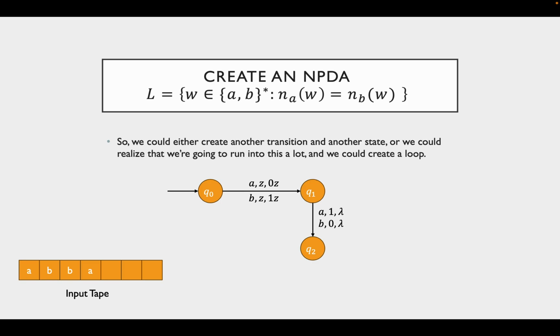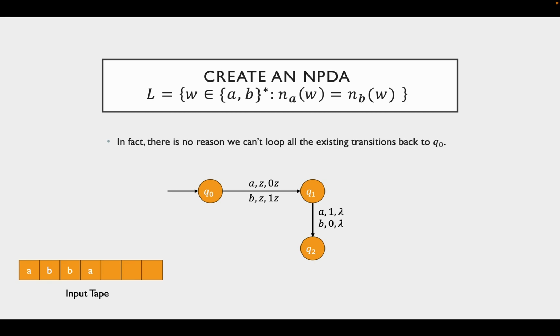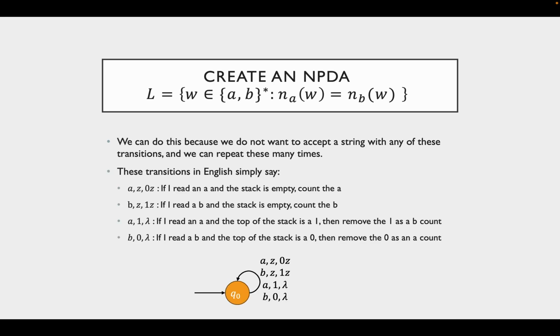So we can either create another transition to another state, or we could realize we're going to run into this a lot, and we could create a loop. In fact, there's no reason we can't loop all the existing transitions back to Q0. This is what we have instead. We can do this because we don't want to accept any of these strings. If we've made all of these transitions, we still have more to do before we accept.